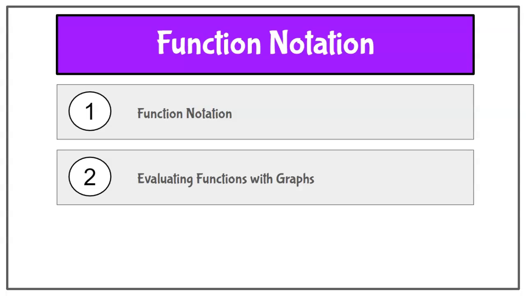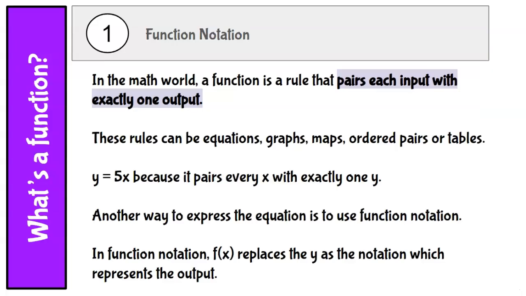In this lesson, we're going to talk about function notation, and then we're going to talk about how to evaluate functions with graphs. Before we talk about function notation, let's review what a function is. In the math world, a function is a rule that pairs each input with exactly one output. These rules can be equations, graphs, maps, ordered pairs, or tables. There's a lot of different ways to represent a function.